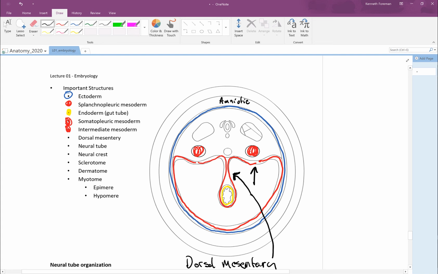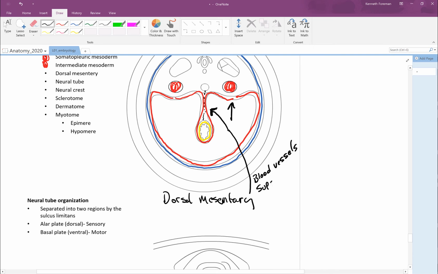Now, this is where all of our blood vessels come from the aorta and supply blood into the gut tube. And to give you an idea, if you remember from your undergrad, this would be like the superior mesenteric artery would run through there, or the inferior mesenteric, splenic, or I should say the actual celiac trunk and associated branches.